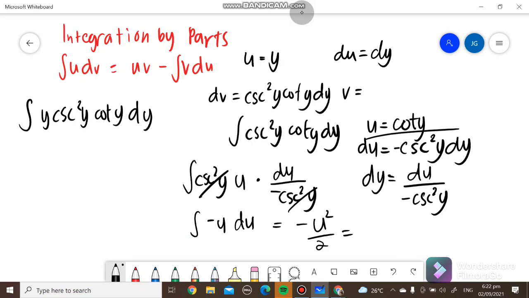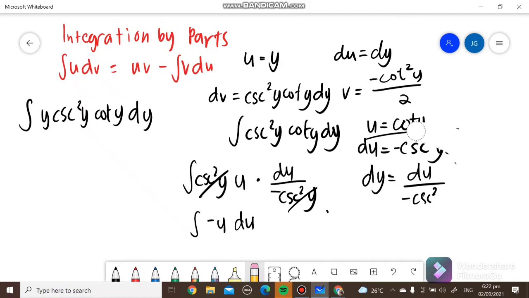What's the value of u? So, we will have negative 1/2 cotangent squared y. So that is our v value. So we have negative cotangent squared y over 2. Okay? So let's erase this part below first.